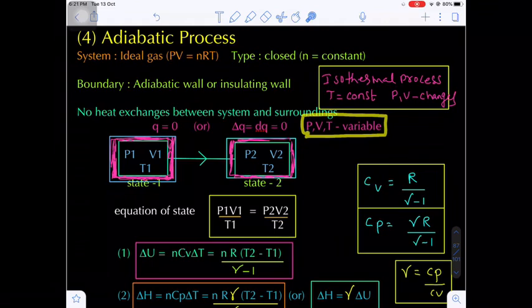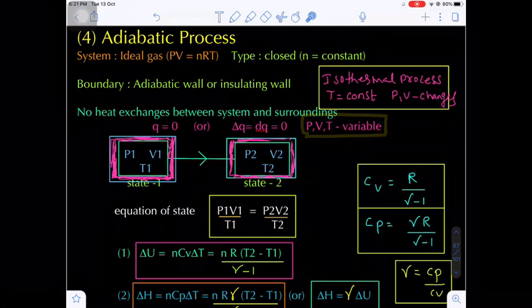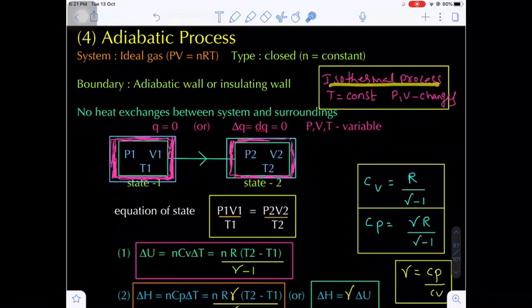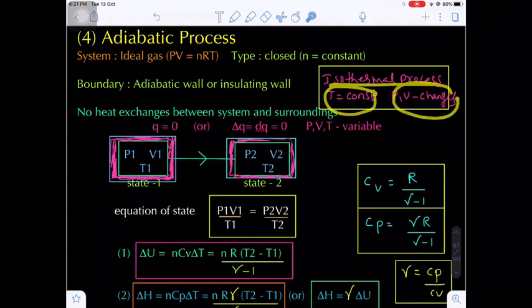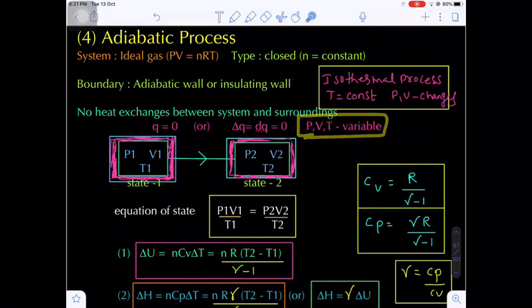The basic difference between isothermal and adiabatic process: in isothermal process temperature is constant, only pressure and volume change. Whereas in adiabatic process all these parameters, that is pressure, volume, temperature, are variable. Are you getting my point?